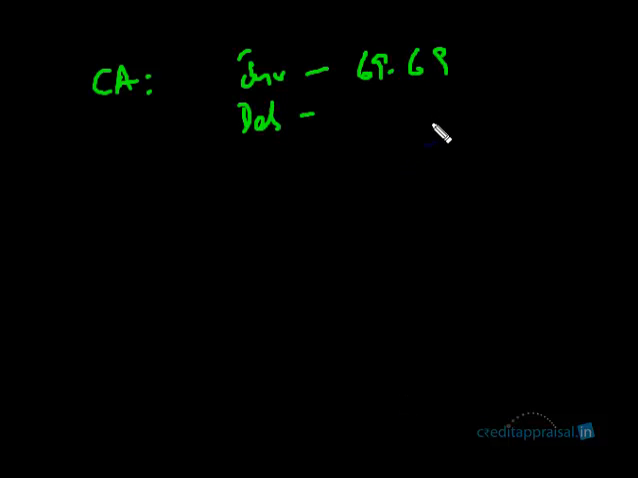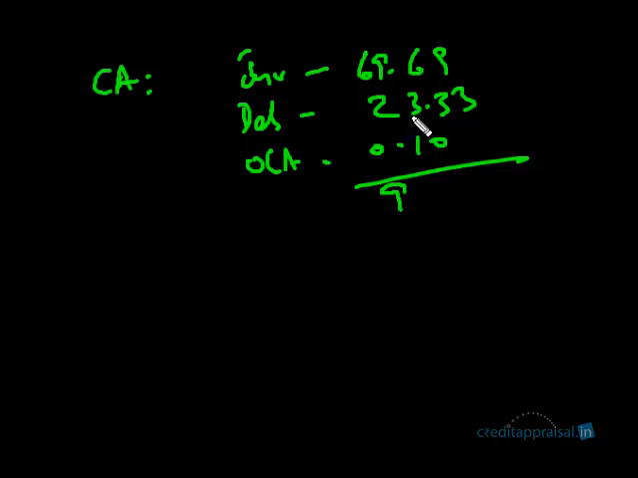So let us first of all calculate the current assets. Total current assets: your inventory is 69.69. Then you have debtors, which is 23.33. Then there are some other current assets, some 0.1. So put together you're going to get a total current assets of 93.12. Okay, this is your current assets.